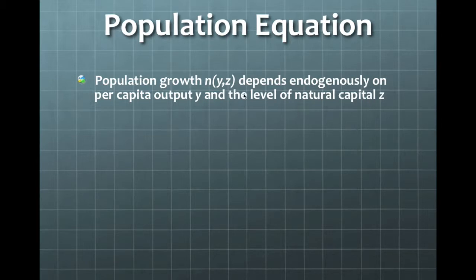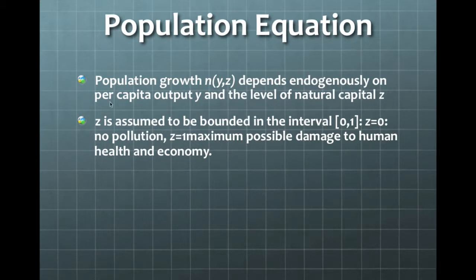The first thing is that population growth, like I said, depends on the per capita output and the level of natural capital. Both of these, y and z, are in the model, so this is an endogenous dependence, as opposed to exogenous, when it depends on external factors. Next thing is that the natural capital Z is assumed to be bounded in the interval between 0 and 1. Z equals 0 means no pollution. Z equals 1 means maximum possible damage to human health and the economy. I'll come back to this assumption because I don't think this is quite accurate.